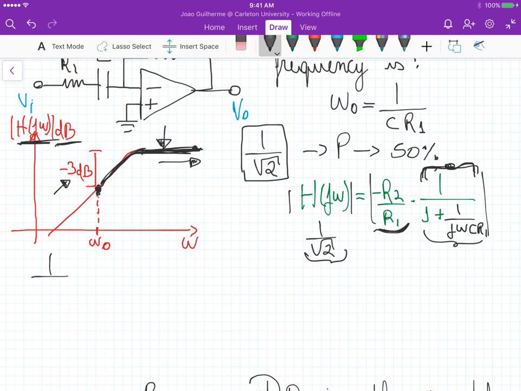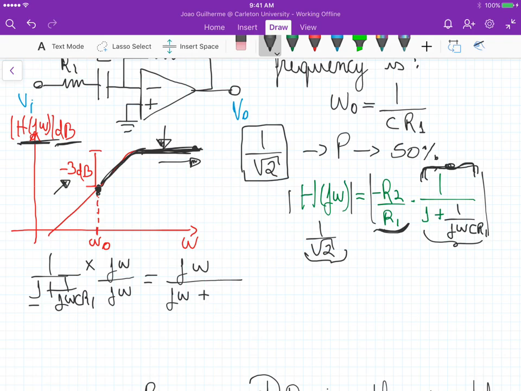So this 1 over 1 plus 1 over j omega C R1, let's take this factor and multiply by j omega here and j omega there. So it's basically multiplying by 1, and this means that we have j omega up here, j omega for the first one here, and then plus 1 over C R1. Okay, so that's the equation that we have. We are just multiplying by j omega on the numerator and denominator, and that's the equation that we get.